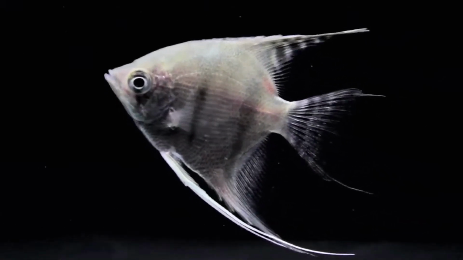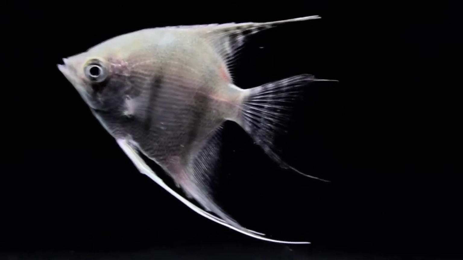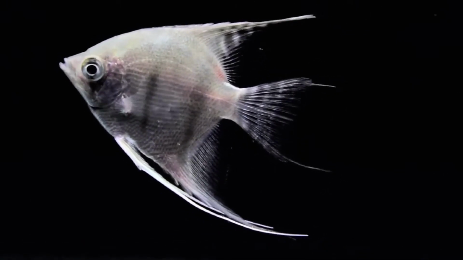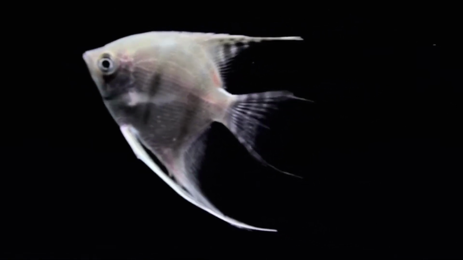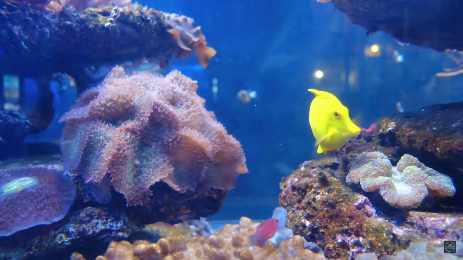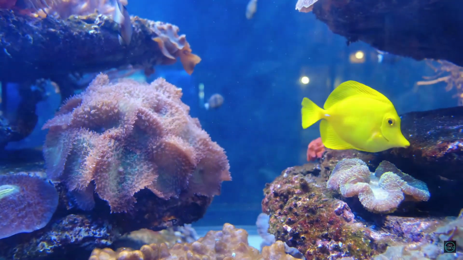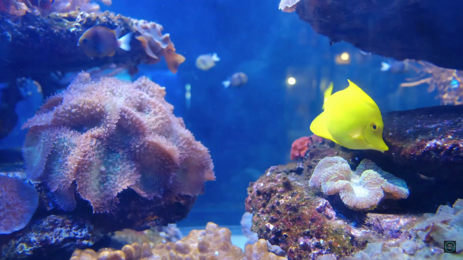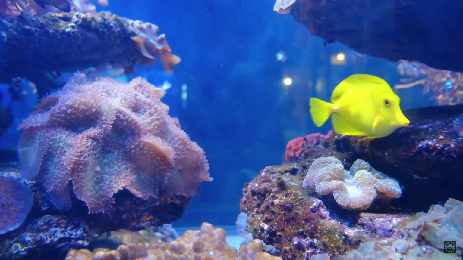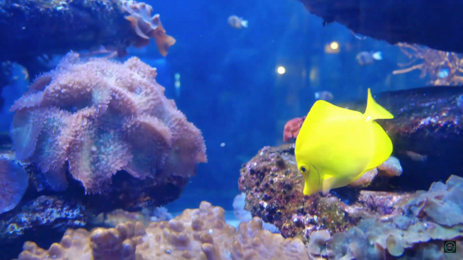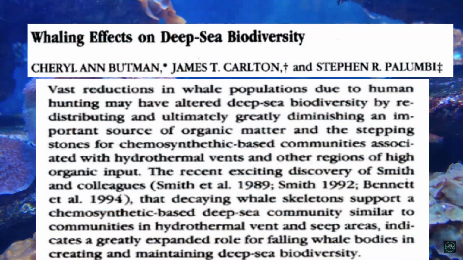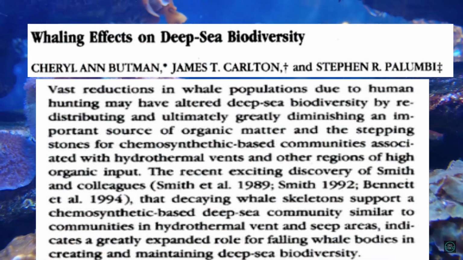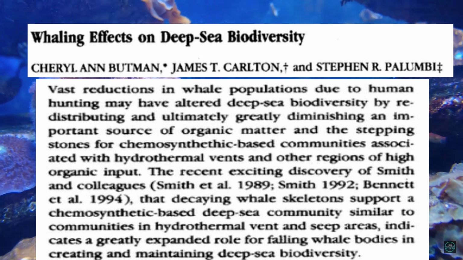Now, one thing to consider is that the discovery of whale falls on the deep sea floor is actually fairly recent, with the first carcasses being discovered in the 1980s. And this was only a decade after the first hydrothermal vents were discovered in 1976. So this idea that whaling had negatively impacted deep-sea biodiversity first cropped up in the paper Whaling Effects on Deep-Sea Biodiversity, which was published in 1995.